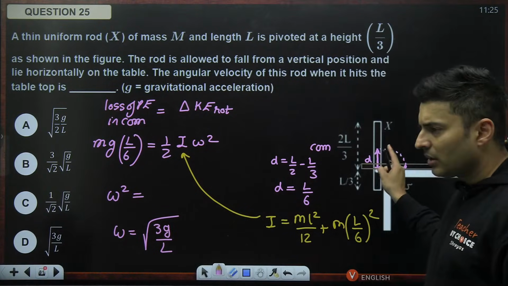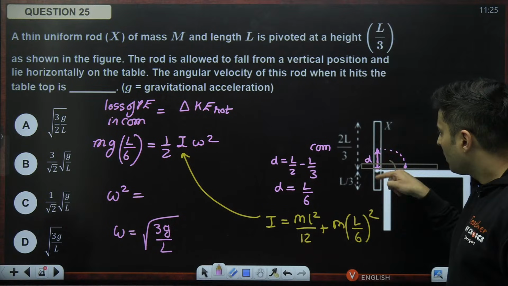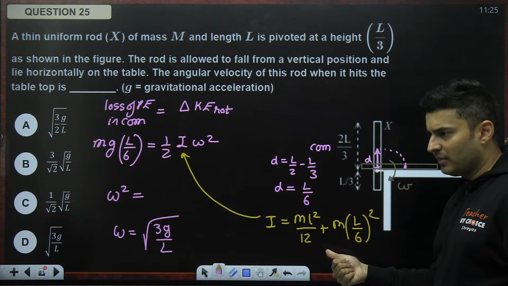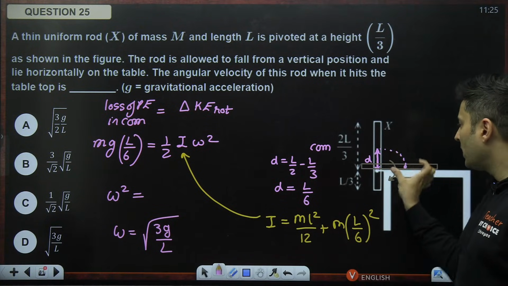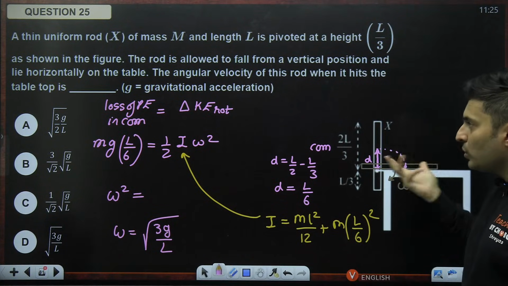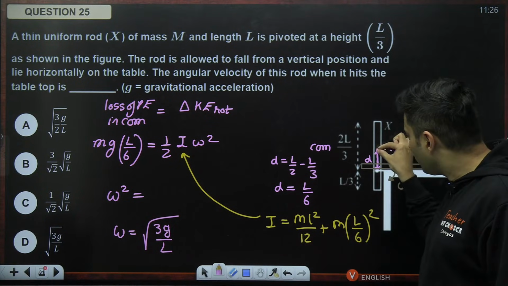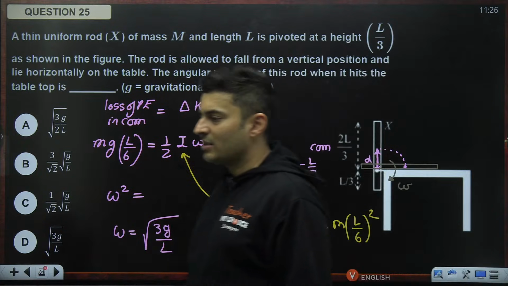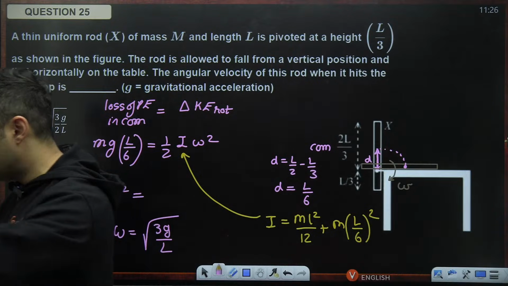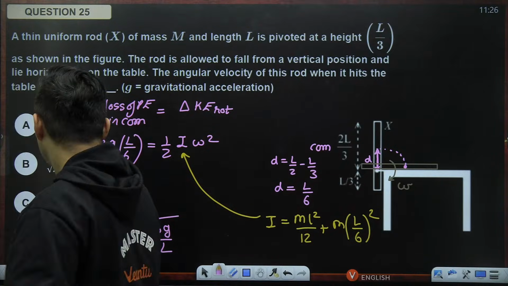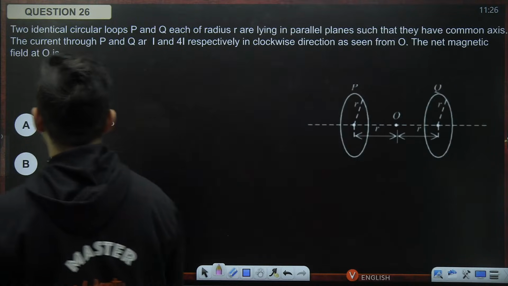The catch was people ignore the distance and fail to find the moment of inertia, that's one issue. Second issue, they don't understand how to use energy over here, because whose potential energy loss should I take? You have to take the loss of the center of mass's potential energy, because that will give me the entire body's potential energy. All right, let's move to the next one on your screen.